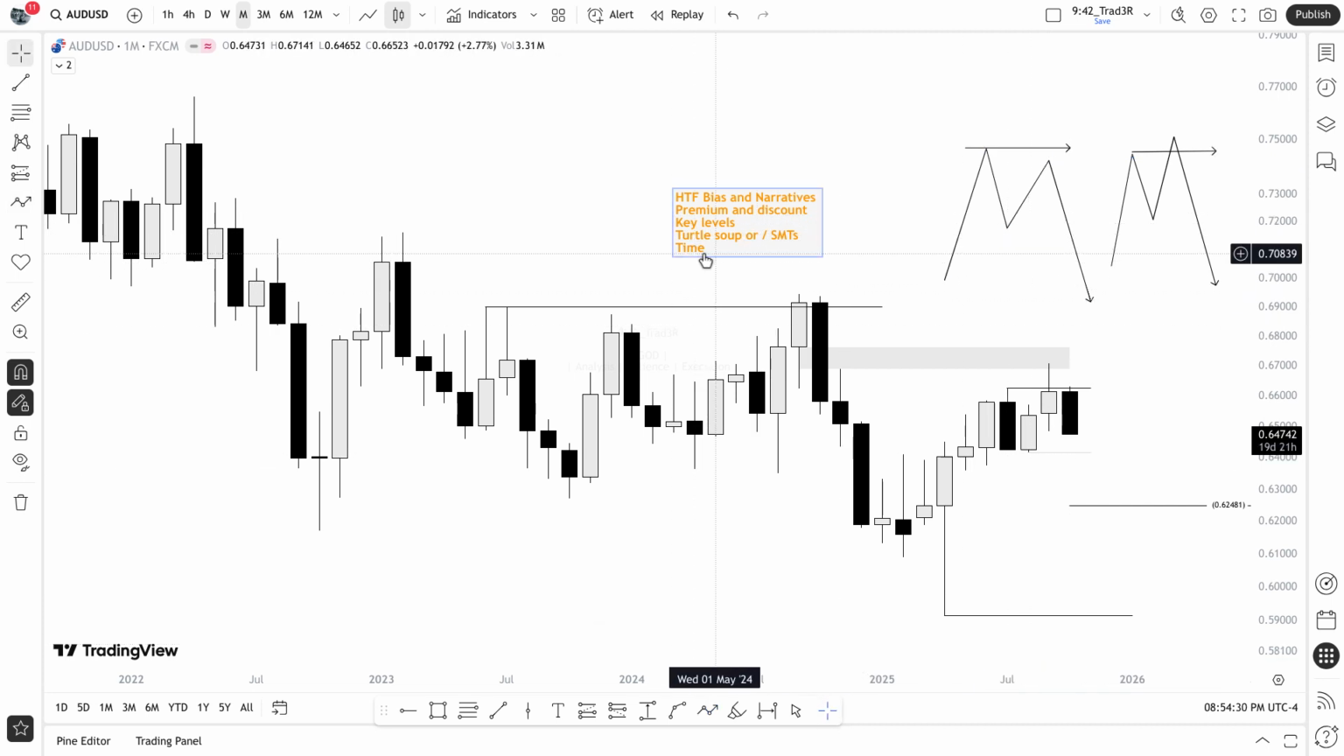Then time, starting from the yearly chart. What year are we in? What quarter of the year are we in? What month of the quarter are we in? What week of the month are we in? What day of the week are we in? And what time of the day are we in? So that's all about time. All the variation, we look at time.